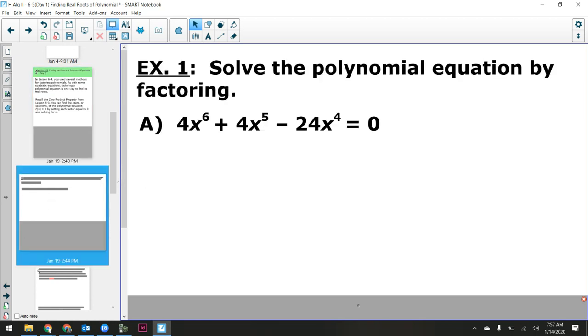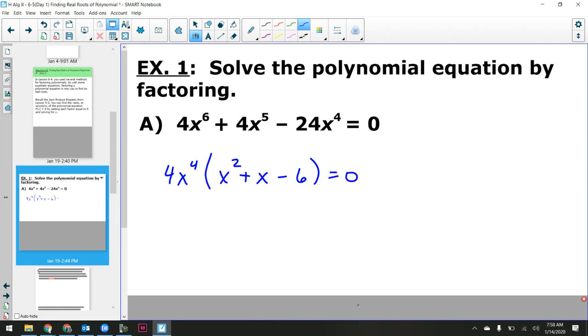So that being said, let's solve this polynomial by factoring: 4x to the 6th plus 4x to the 5th minus 24x to the 4th. What's the first thing that you should always check? If I say solve this by factoring, what should I check? GCF. So we factor out a 4x to the 4th. Do you follow me there? So what's that leave us? That leaves us with x squared plus x minus 6 equals 0.